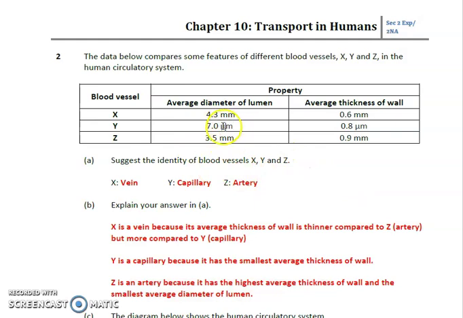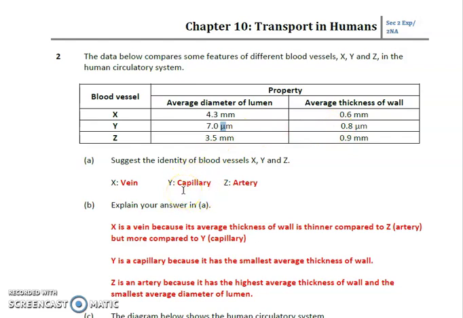Okay, so if you look at these units here, right? Okay, it's actually called micrometer. Micro means very small. Okay, as small as a small organism, microorganism. So given these units over here, Y is actually the smallest. Okay, so therefore Y is the capillary.